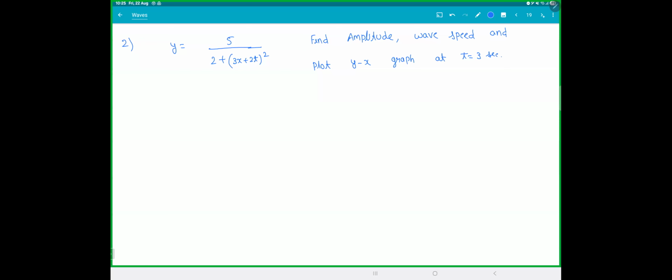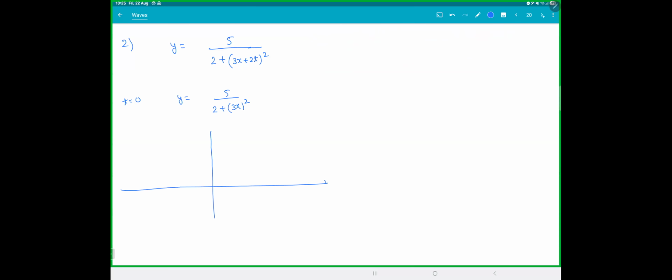Let's try to plot this graph at t equals 0. You will see from there. At t equals 0, the equation becomes y is equal to 5 by 2 plus 3x, whole square. That means at x equal to 0 you get the maximum value, and as x tends to infinity, y will tend to 0. Isn't this how it looks? It's a bump in the middle.